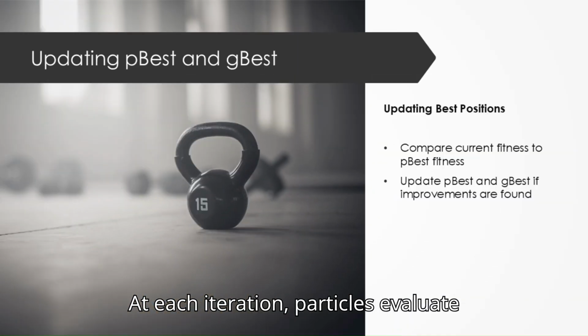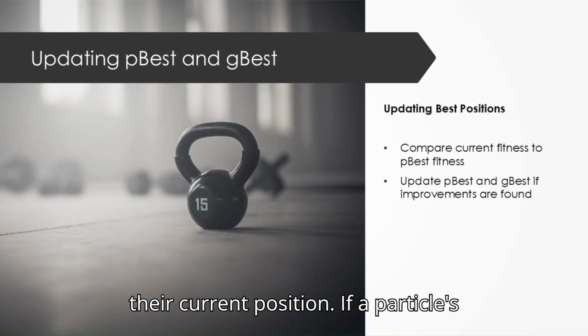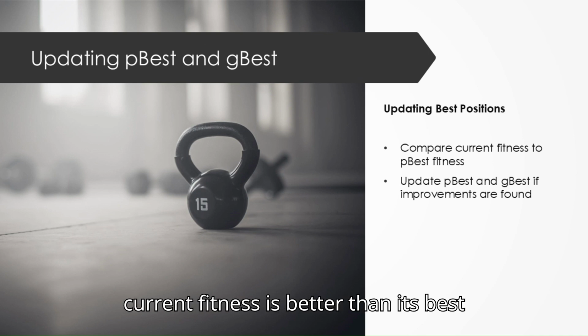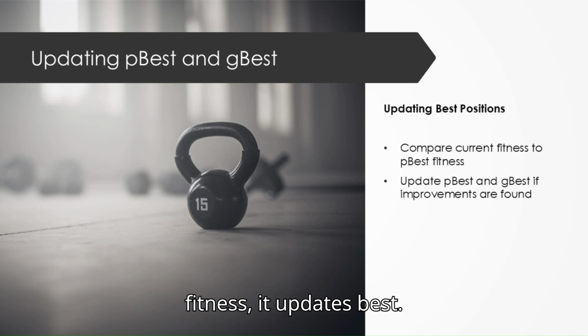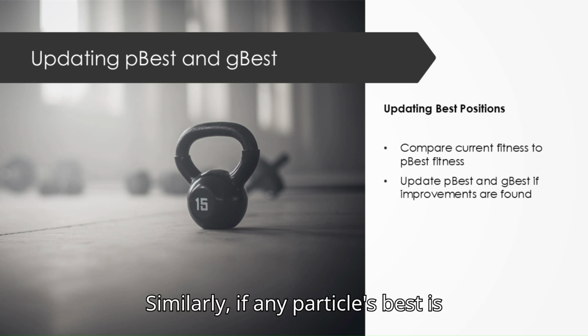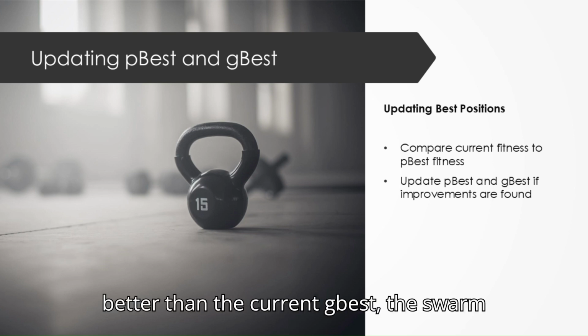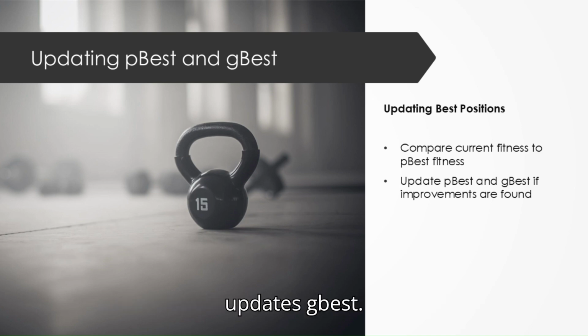At each iteration, particles evaluate their current position. If a particle's current fitness is better than its best fitness, it updates best. Similarly, if any particle's best is better than the current gbest, the swarm updates gbest.